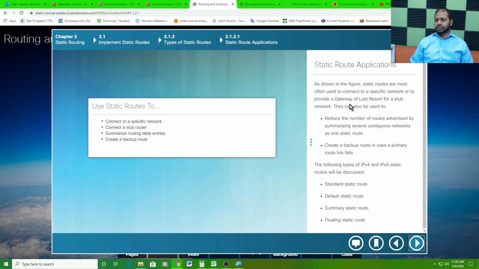static routing applications. Okay, to use static routes to connect to a specific network. Sometimes you have a specific network that's a known network. You know that network is located with this other.